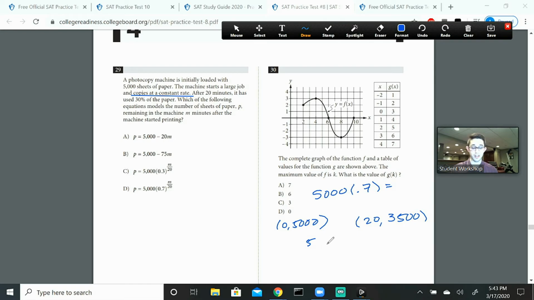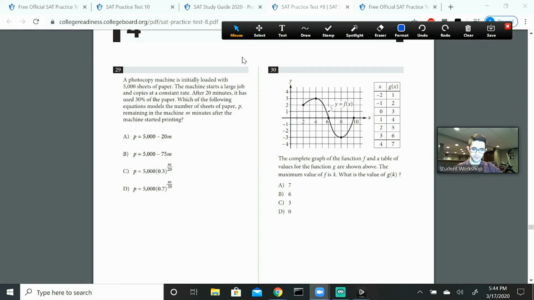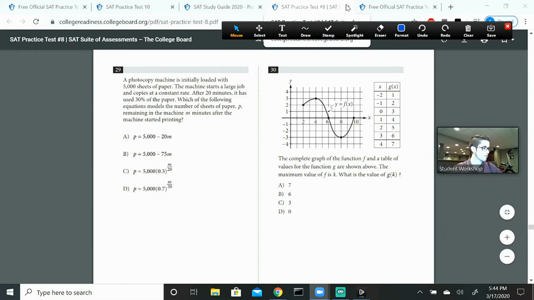the same thing to find our slope, change in y over change in x: 5,000 minus 3,500 over 0 minus 20, 1,500 over negative 20, which equals negative 75. And so with 5,000 being our y-intercept and negative 75 being our slope, that is the function that describes it for all m, and not just m being 20. All right.